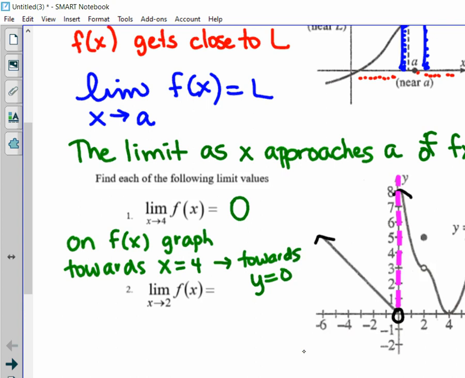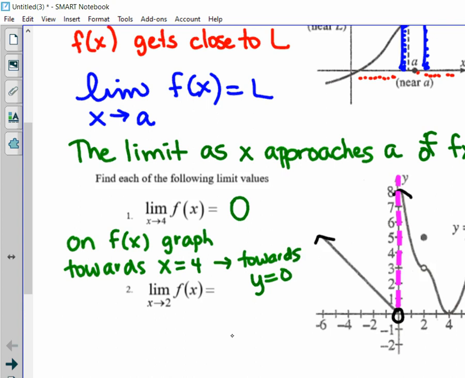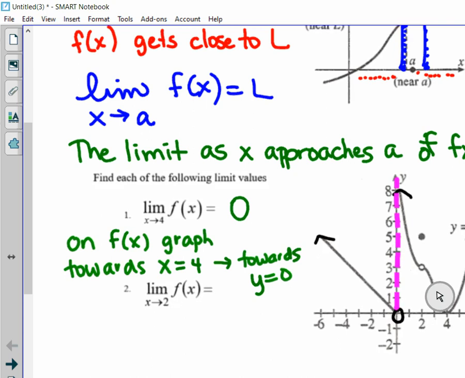Okay. Where's my little circle? Oh, here he is. He's up there. Grab him. He's going to be like my car. Okay, I'm all about the little car driving on the function. So if you're driving on the function, oops, you're on the graph of the function and you're driving towards the spot on the function where x is 4, in either direction, you're also driving towards the spot where y equals 0. So the limit as x approaches 4 for this function is 0.